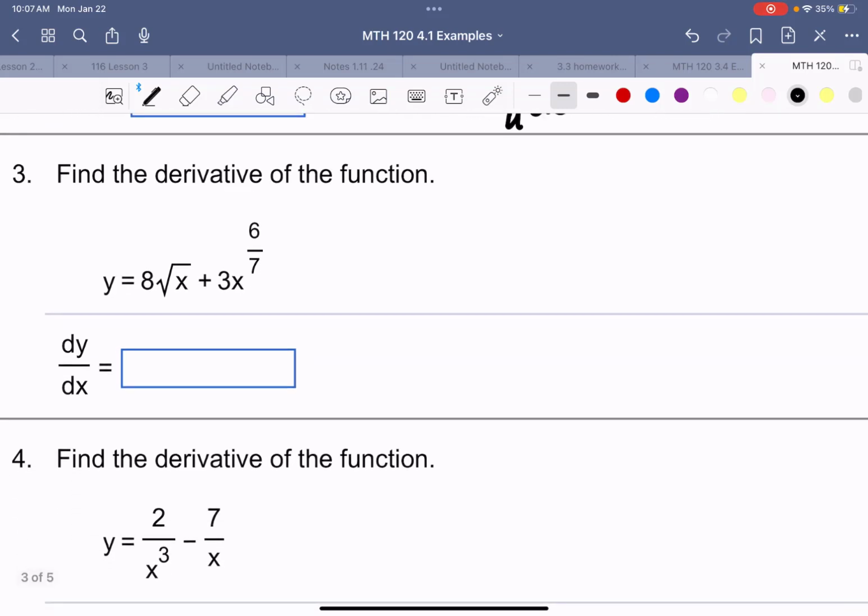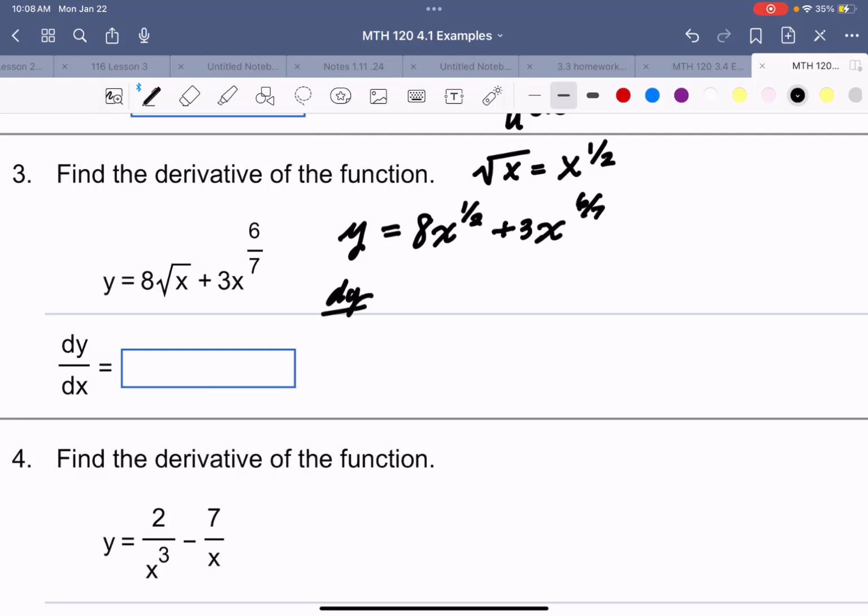Example 3, find the derivative of the function y equals 8 times the square root of x plus 3x to the 6/7. Well, here, the first thing we have to remember is the square root of x is going to be written x to the 1/2 power. So y, without taking the derivative, is 8x to the 1/2 power plus 3x to the 6/7 power. So dy dx, that is the derivative of y with respect to x, is 8 times 1/2 x to the 1/2 minus 1 plus 3 times 6/7 x to the 6/7 minus 1.